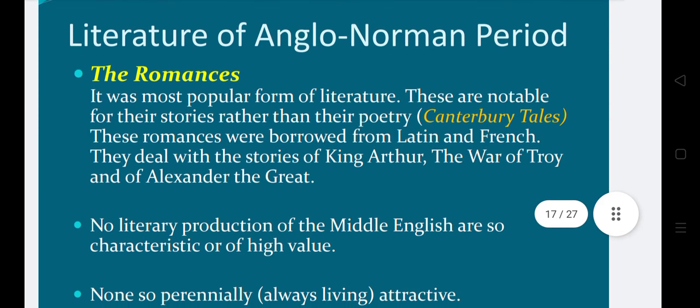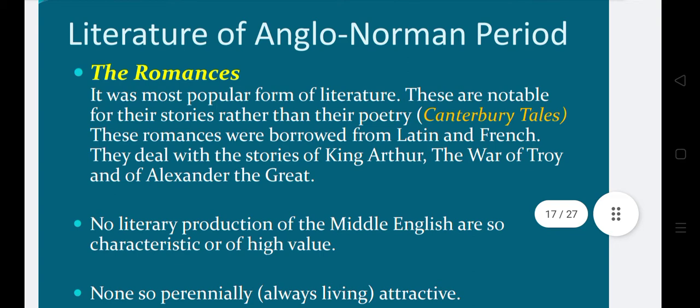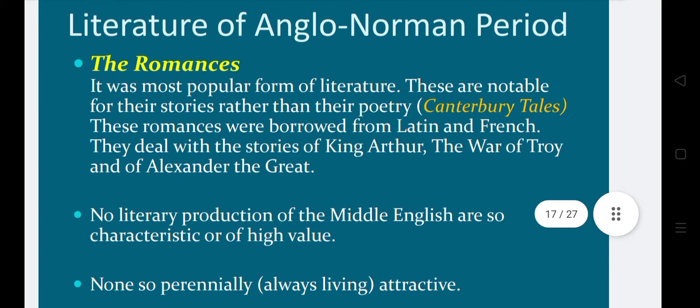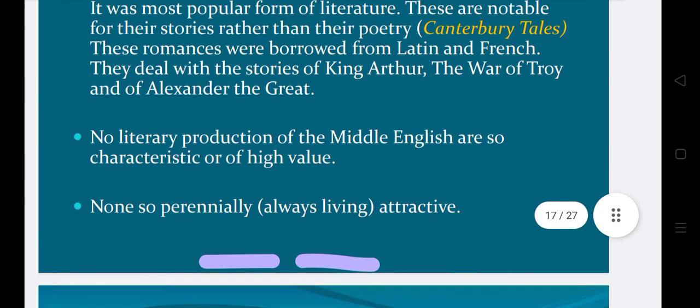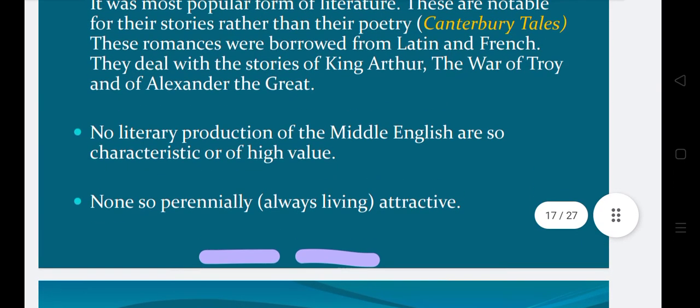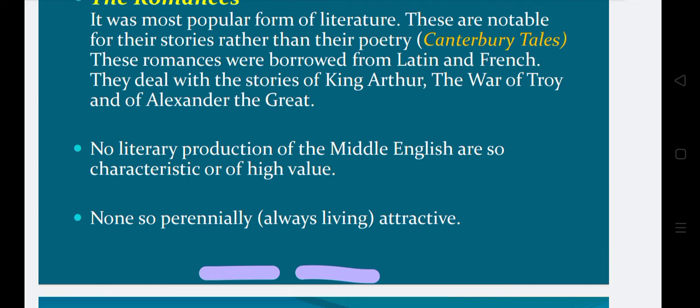And the literature of the Anglo-Norman period includes the romances. It was the most popular form of literature, noticeable for its stories rather than its poetry. And very famous is the Canterbury Tales. These romances were borrowed from Latin and French, and they deal with the stories of King Arthur, the War of Troy, and Alexander the Great. And the Canterbury Tales was written by Geoffrey Chaucer.